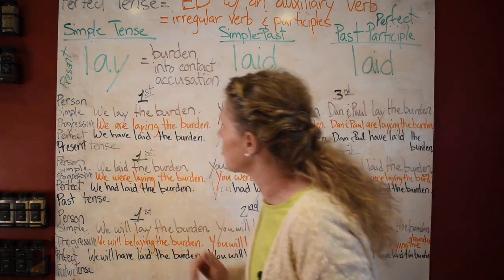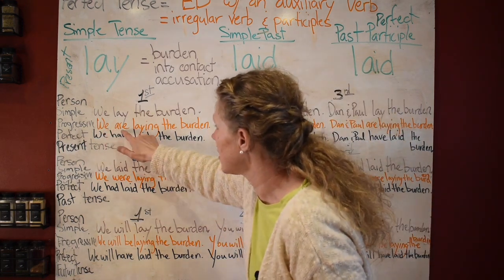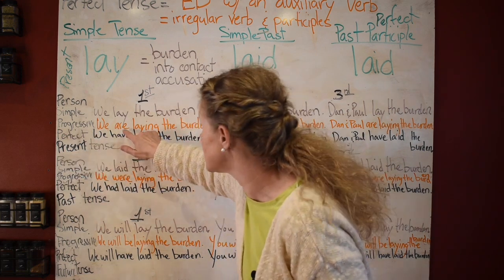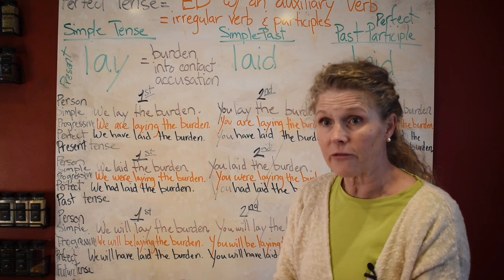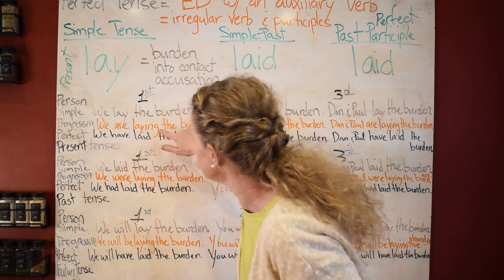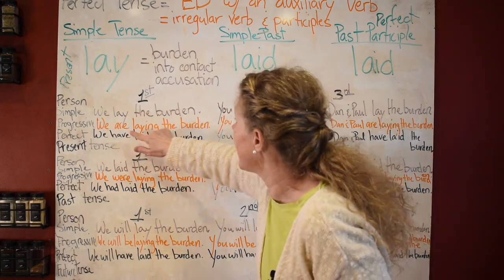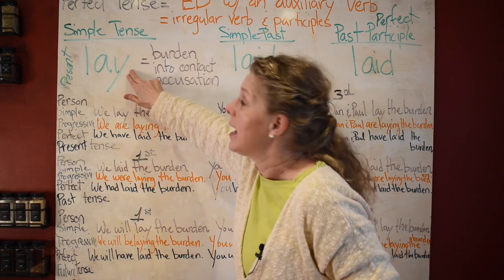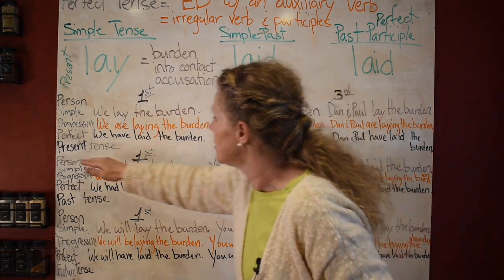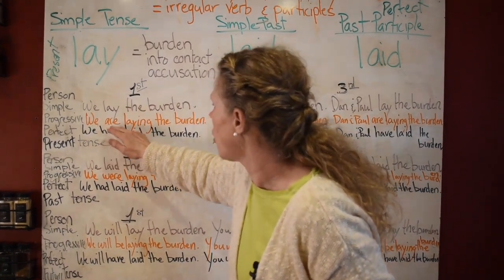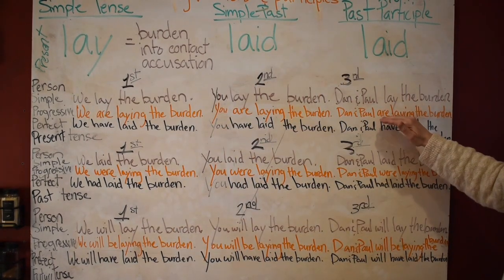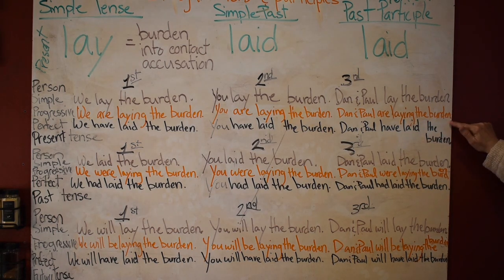So now let's look at the progressive. Now you're using the present tense auxiliary verb for the progressive, which are am, are, and is, right? And then you're using the word laying. Now we're going to take this word and you're going to add your ing. We are laying the burden. Present tense, you have to use are with your ing. You are laying the burden. Daniel and Paul are laying the burden.